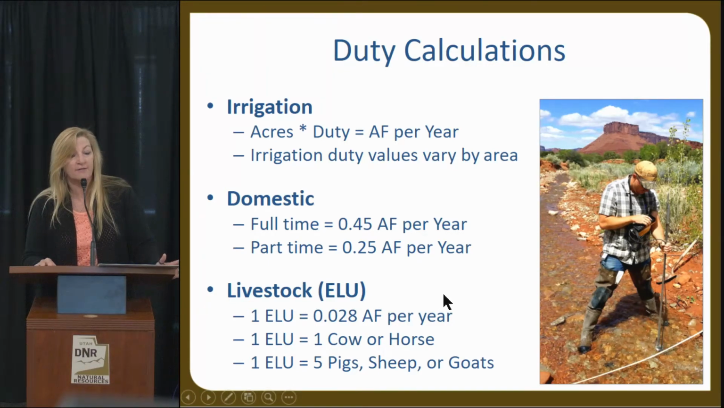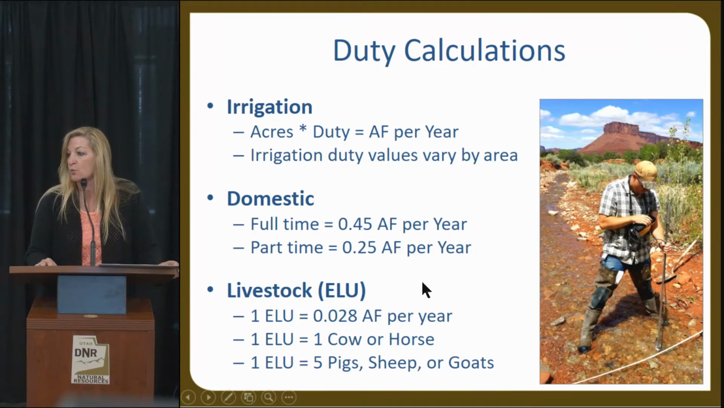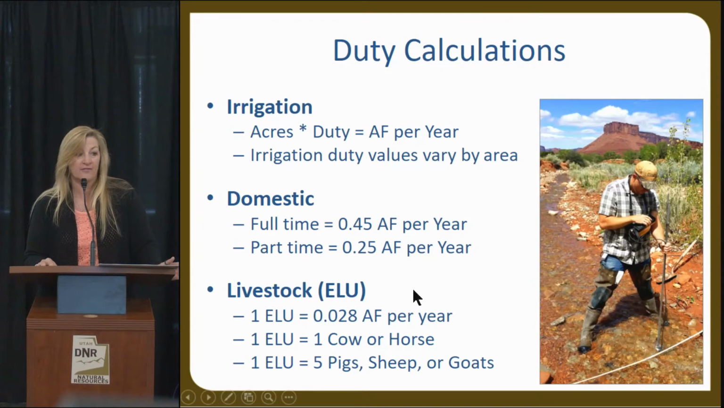So 5 medium-sized animals, sheep, goats, pigs, 5 of those equals 1 large animal, which would be a cow or a horse, or 33 1/3 chickens. Where you get the third chicken, I don't know. But that would be equal to 1 cow also. So we do prorate. I know there are other livestock. We had somebody who wanted emu.